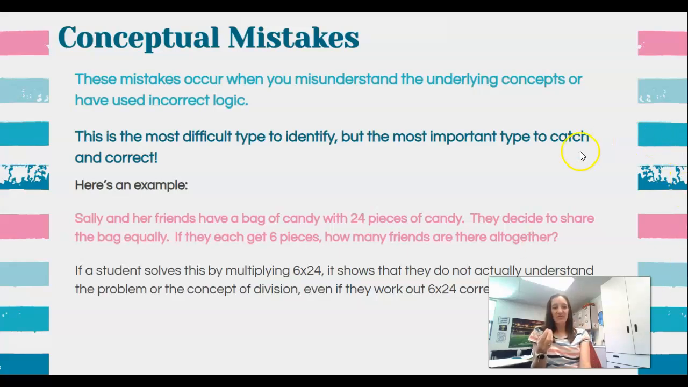She doesn't understand that when they decided to share the bag equally, they're not multiplying it by 6. They're sharing it. They're dividing it between all the friends, right? So it's actually a division problem. So even if they did 24 times 6 and got it correct, that's still a mistake, right? It's not a computation mistake because they did the computation correctly. It's a conceptual mistake because they didn't know that they were supposed to divide and not multiply.